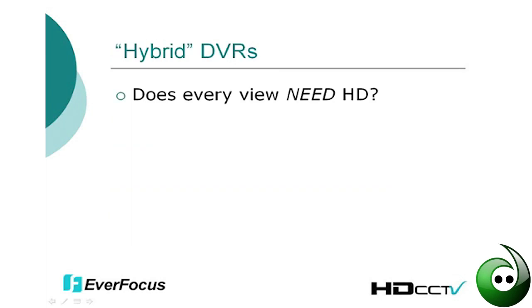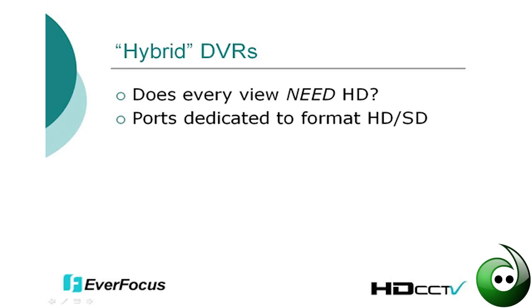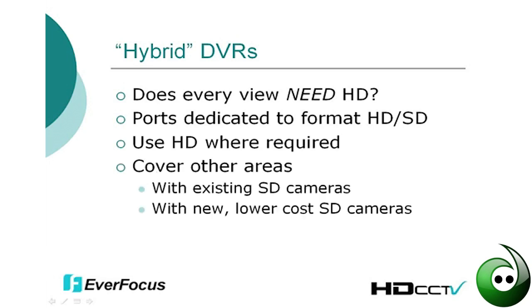Our hybrid DVRs are used where not every view requires HD. The ports are dedicated to format. That is, an HD port must have an HD camera attached, an SD port must have an SD camera attached. The state of the technology is not such yet that we can switch back and forth on a per port basis between HD and SD. So you can use HD where required in the application, and you can cover other areas with existing standard def cameras when doing an upgrade, or with new lower cost standard def cameras, as long as it gives you the number of pixels per foot that you need for that field of view.